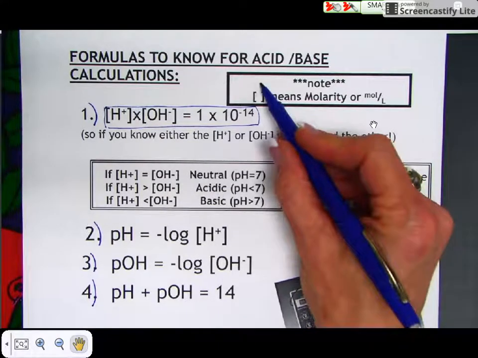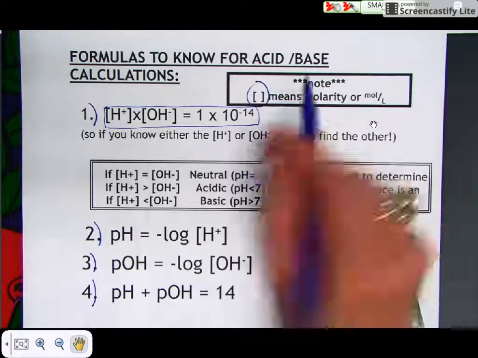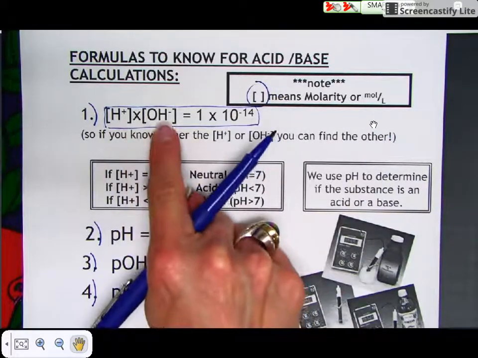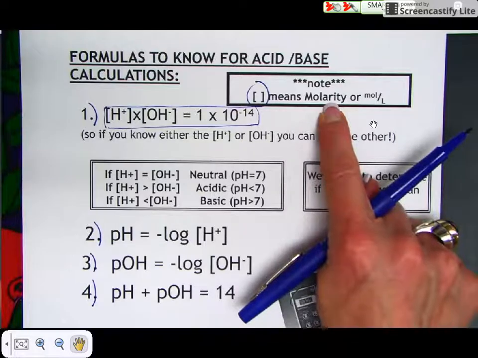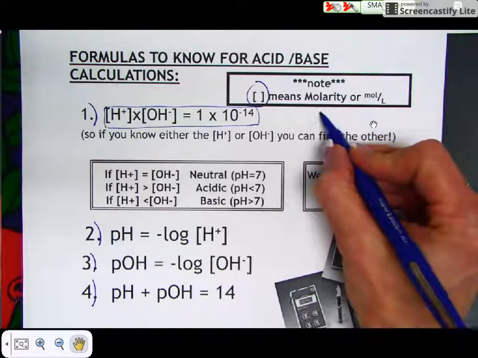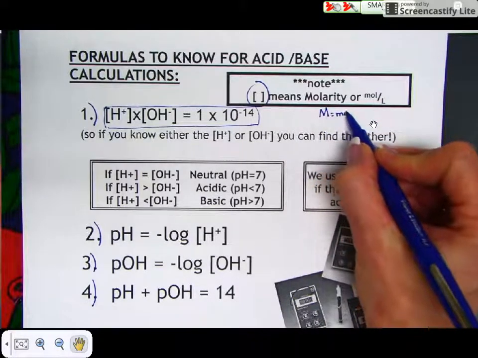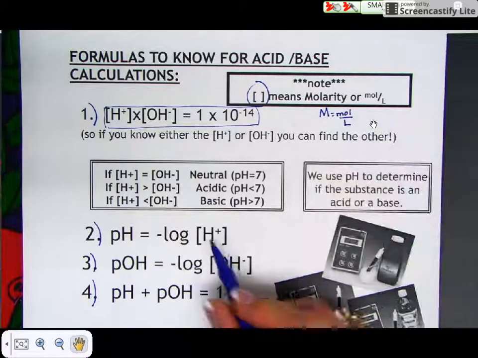I do want to point out that when you have square brackets around an ion or a formula, the square brackets represent molarity, which we just learned in this unit, which is moles over liter. So those square brackets always represent the concentration of the ion.